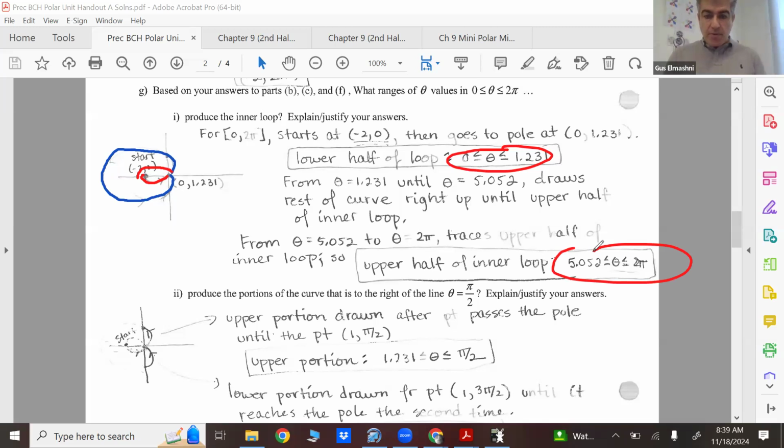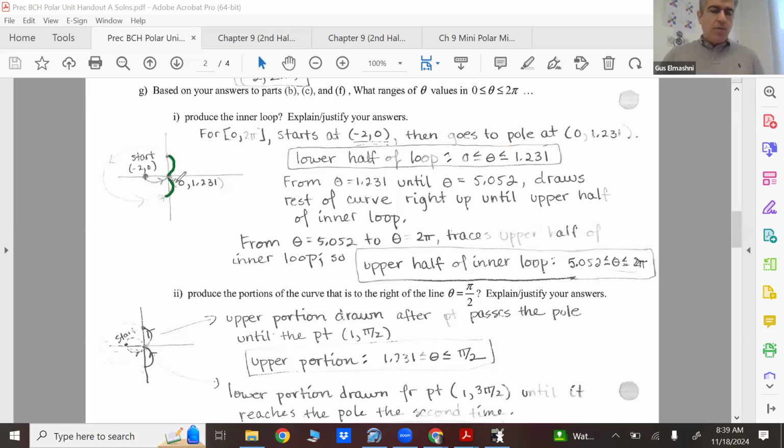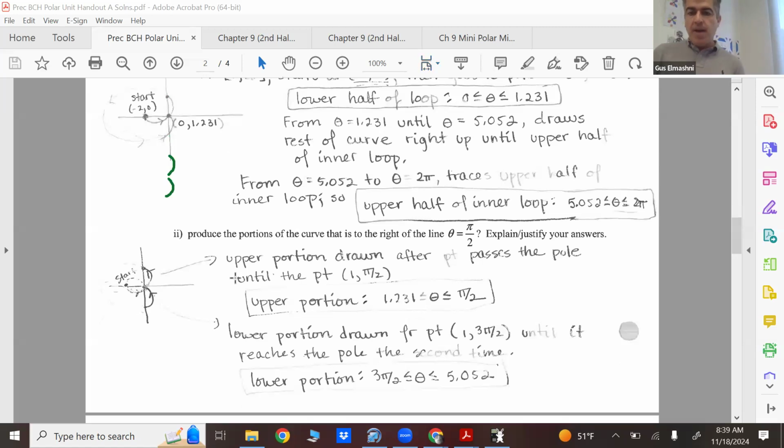And then lastly, produce the portions to the right. I'll do that in, we'll say, dark green. That's this here. If you think about it, it starts at 1.231, but then goes to pi over 2 because it's hitting that axis. And then when it comes back around, it's at 3 pi over 2 and comes back around and goes up to 5.052. So it's the other portion. It's really more just understanding the process of how this is graphed.